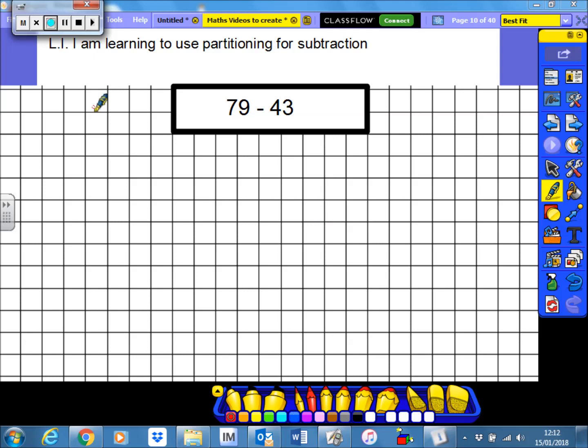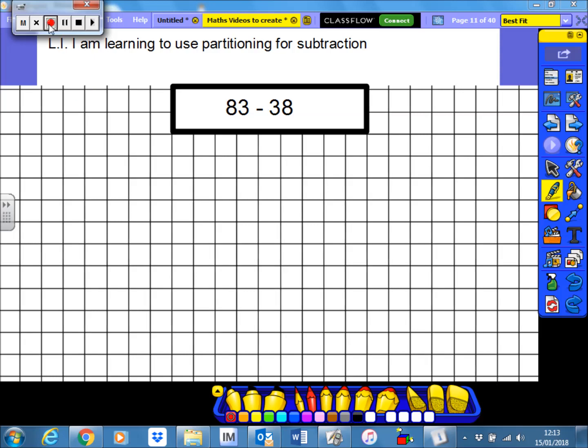Before we get started, it's important to know why we might want to use partitioning for subtraction. The nice thing about using partitioning is it doesn't involve any exchanging. So if you find that you're the kind of person who sometimes gets tripped up when you're doing a formal takeaway sum, when it comes to exchanging, you might find that you'll actually have more success with partitioning because it removes the need for exchanging at all.